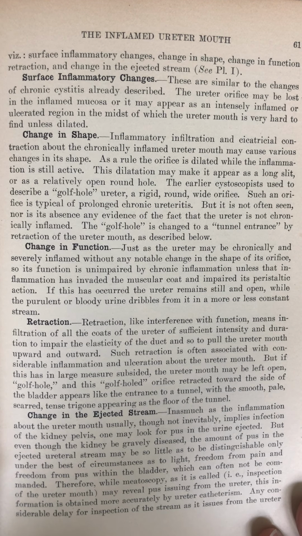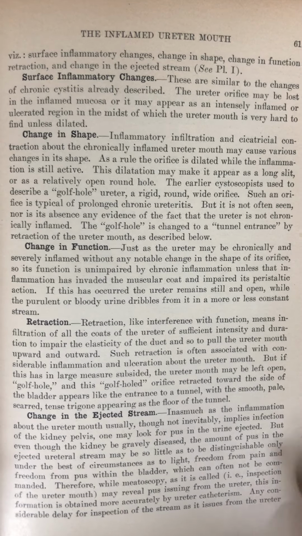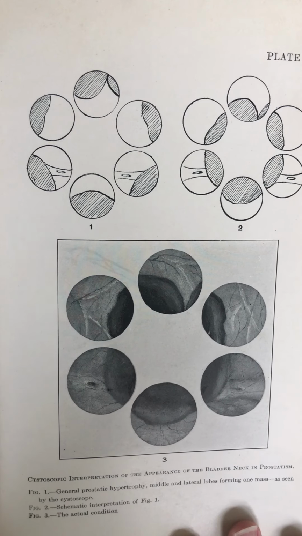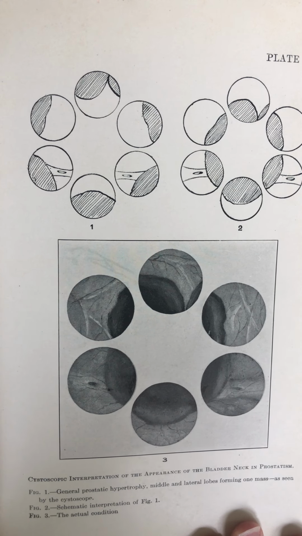Therefore, while meatoscopy, as it is called, i.e. inspection of the ureter mouth, may reveal pus issuing from the ureter, this information is obtained more accurately by ureter catheterism. Any considerable delay for inspection of the stream as it issues from the ureter is worthwhile only when some previous effort has shown that it is impossible to introduce the ureter catheter.